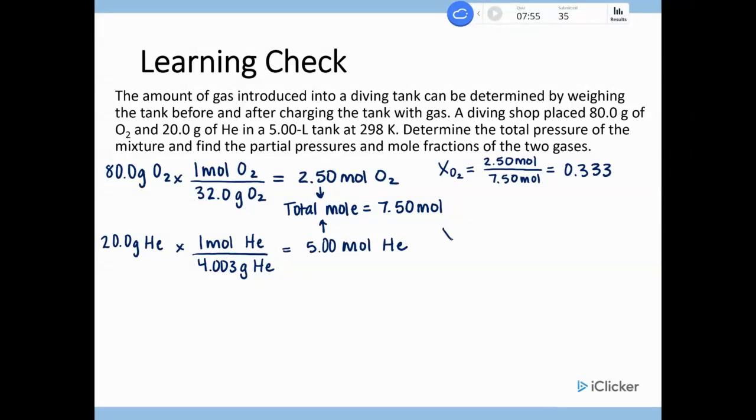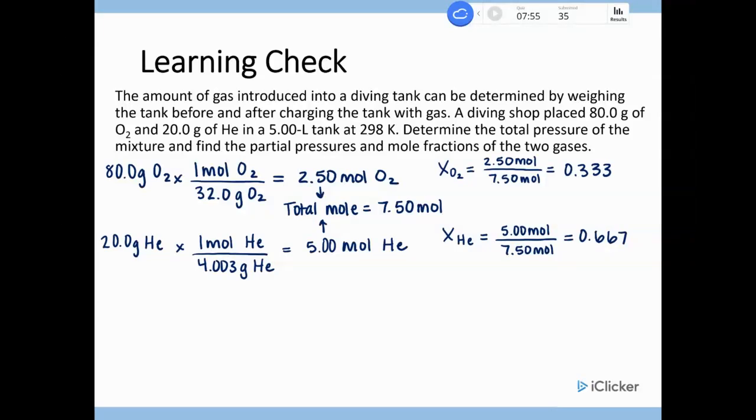Do the same thing for helium. Mole fraction of helium is amount of helium, 5 moles, divided by total moles, 7.5. That gives 0.667.